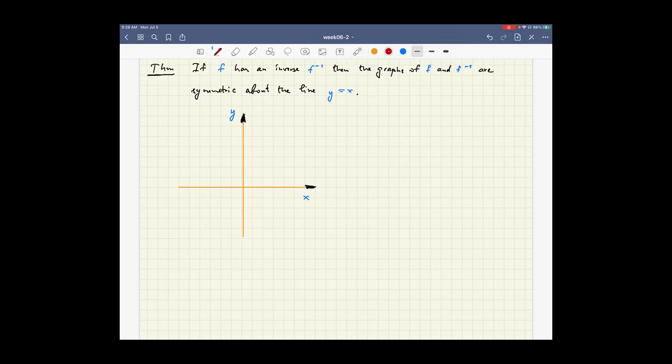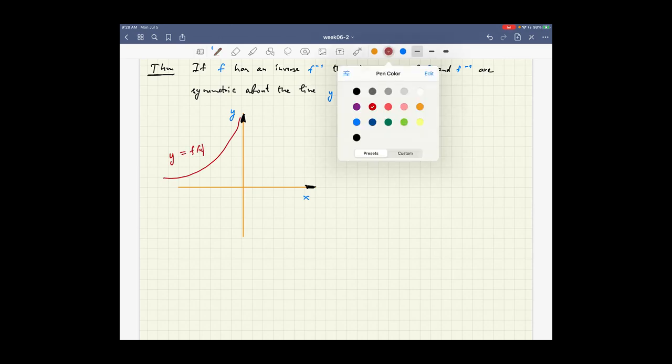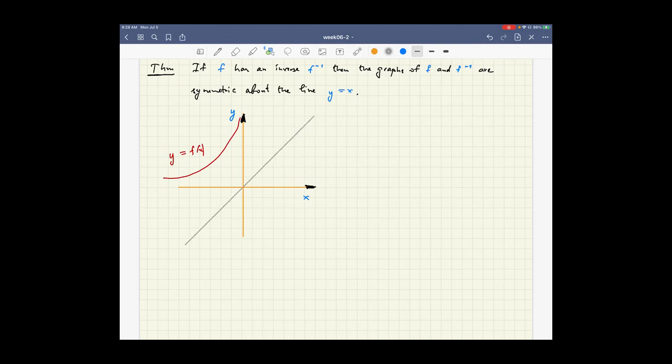So if say this is the graph of f, this here is the line y equals x, then this here will be the graph of f inverse. We need to prove that they are symmetric about the line y equals x.